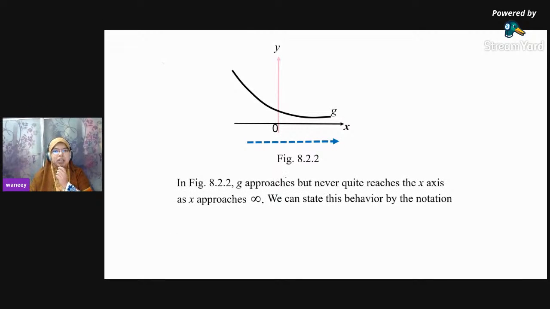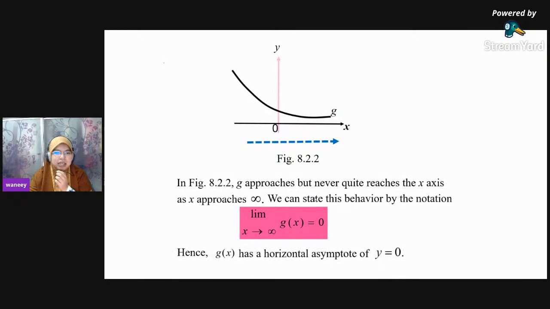In figure 8.2.2, the graph G approaches but never quite reaches the x-axis as x approaches infinity. As we keep going to the right hand side, we approach the x-axis but never reach it. Therefore, the limit as x goes to the right of g(x) is equal to 0, maksudnya dia menghampiri nilai y sama dengan kosong. So g(x) has a horizontal asymptote of y equal to 0.